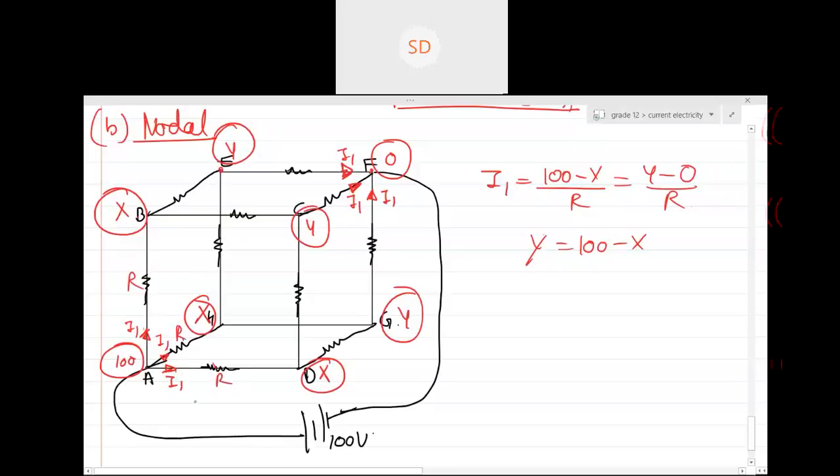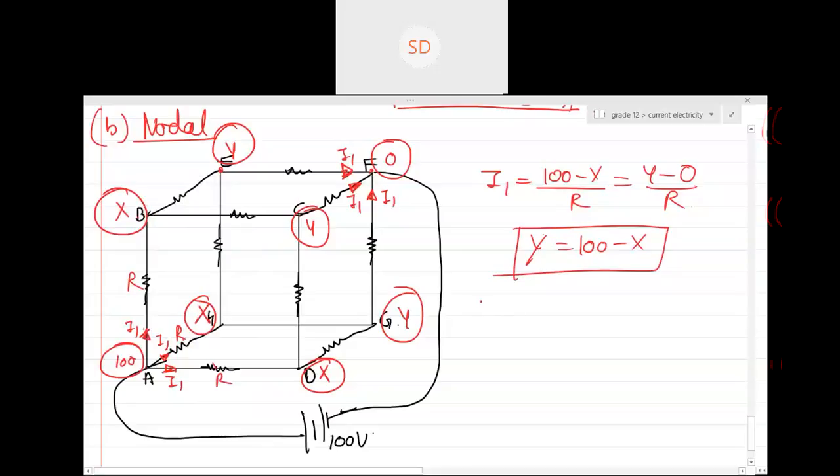Are you getting my point? Yes, sir. So the same thing. So Y is basically 100 minus X. So now how many variables do you have? Only one. Shall we start? Let's apply it on point B. Is it fine by you? Also, if you choose any other point, it will be the same. But still, let's apply it at point B.